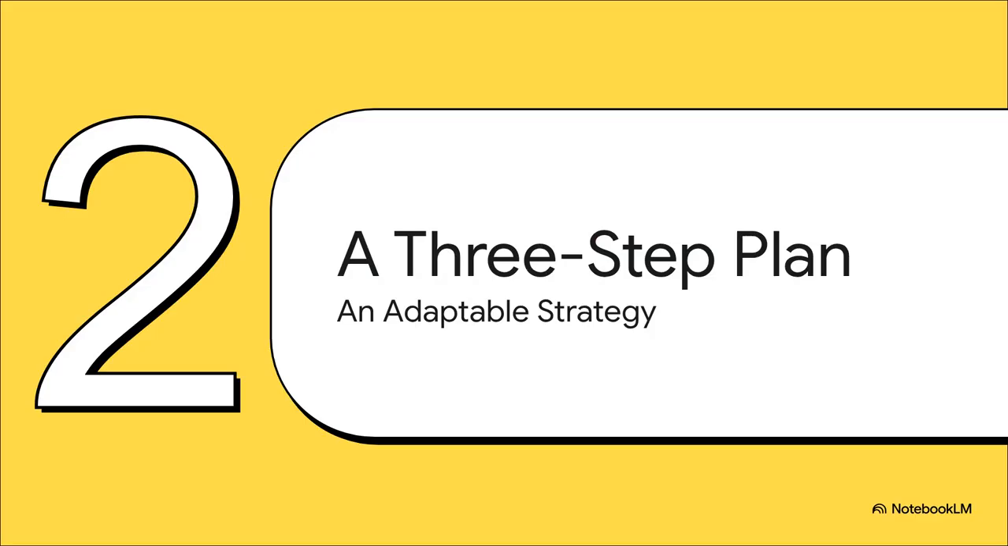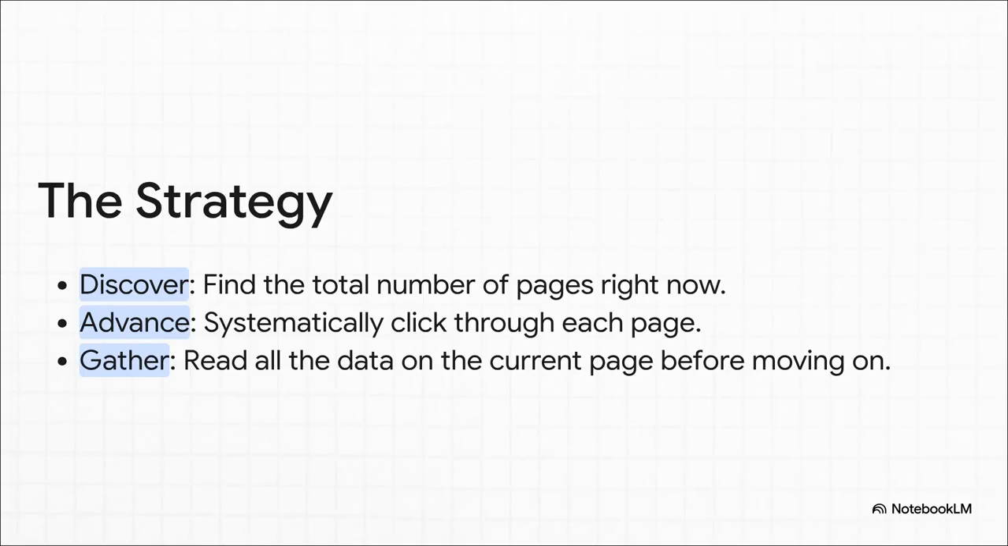Okay, so to crack this, we can't just throw brute force at it. We need to be smarter. We need a real strategy, an adaptable battle plan that can handle this kind of chaos. And it really all boils down to 3 simple, logical steps. First things first, we need to discover the battlefield. Before the script does anything else, it has to find out the total number of pages it's dealing with right now. Step 2, advance page by page.